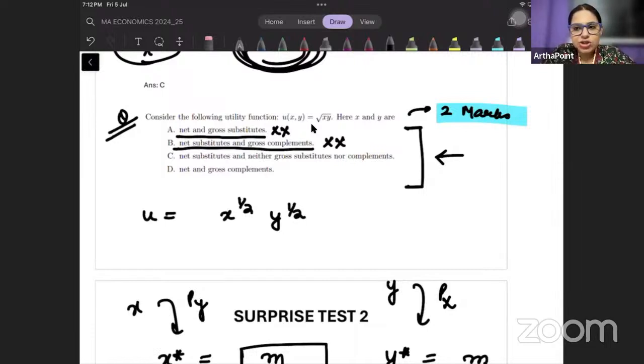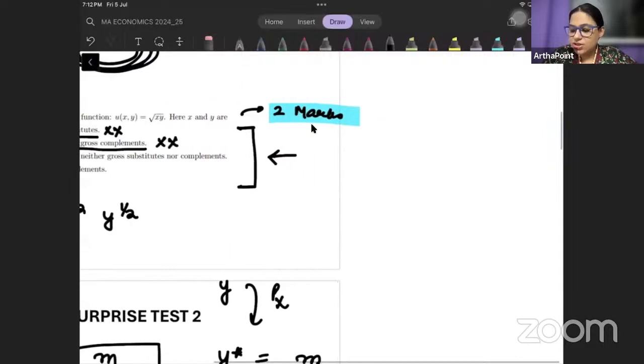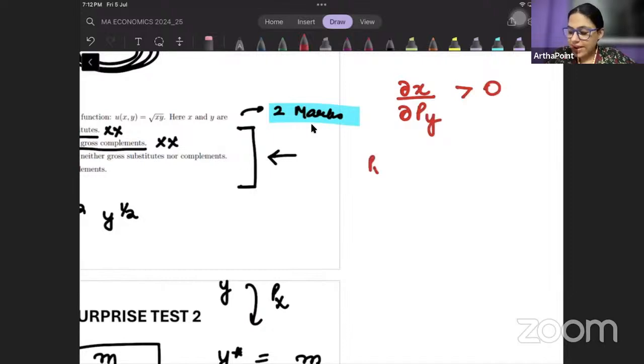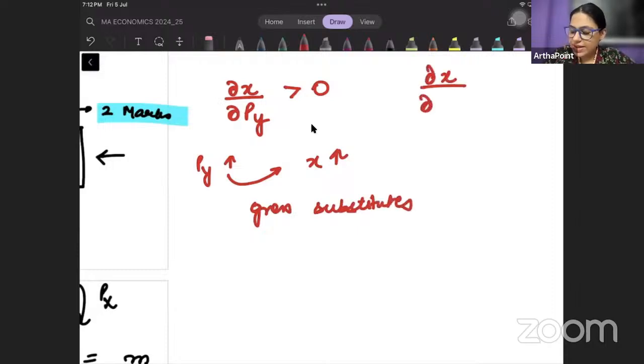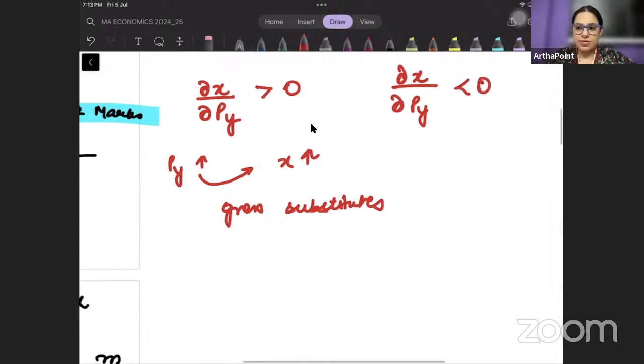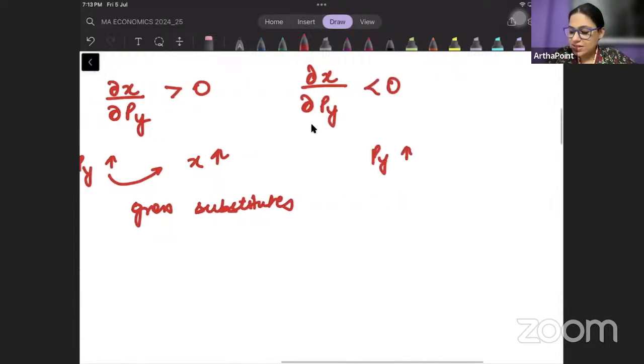How did we define the relation in the last class? We defined the relation in this way. How X changes when price of good Y changes. When this is positive, right? When price of good Y increases and demand of X increases, then they are gross substitutes. And how X changes when price of good Y changes is negative, beta. When price of good Y is increasing, demand of X is decreasing. Then they are gross complements.